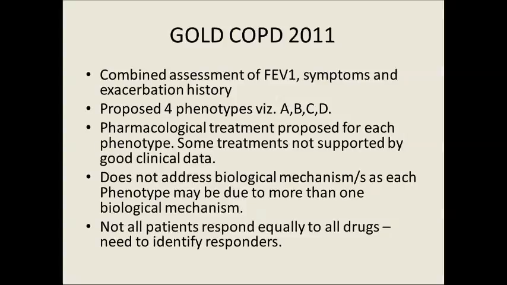Now, the last COPD guideline used a combined assessment of FEV1, symptoms, and exacerbations, and then proposed 4 phenotypes, A, B, C, and D. That guideline then proposed treatment for each of these 4 phenotypes, and some of these treatments are not supported by good clinical data. I think we're all aware of that, and it's based on expert opinion. But these treatments do not address the biological mechanism in each phenotype. And as you know, a phenotype may be due to more than one biological mechanism. That is why not all patients respond equally to all the drugs. We need to be able to identify responders.